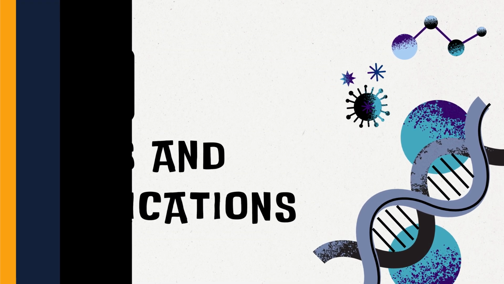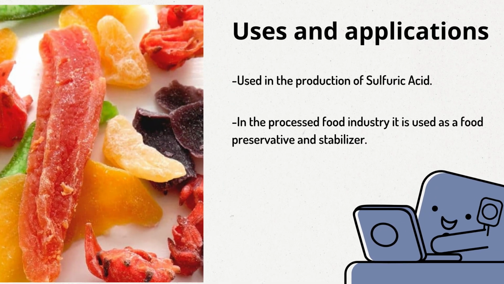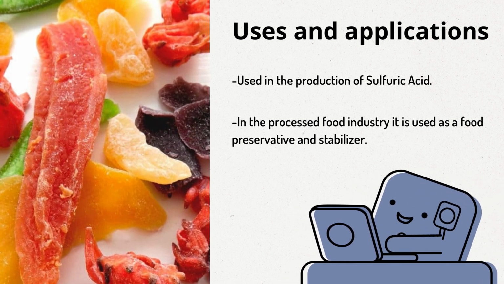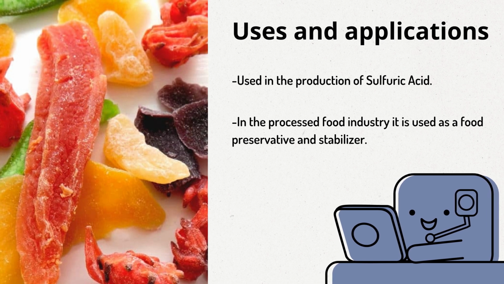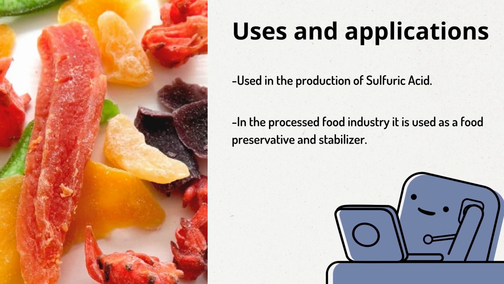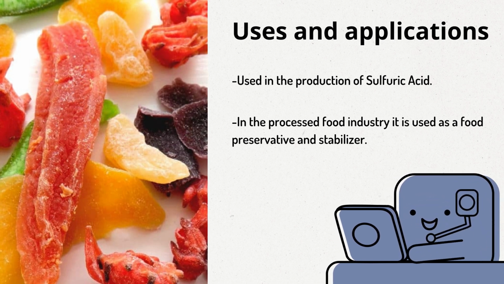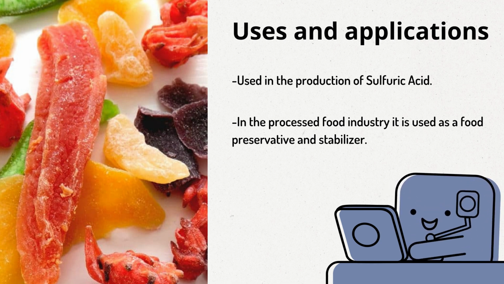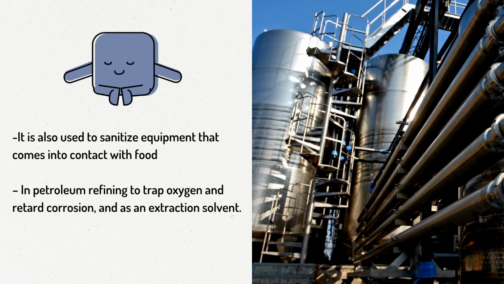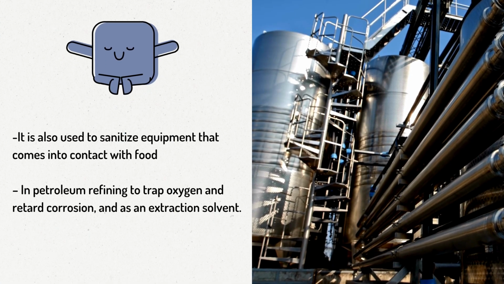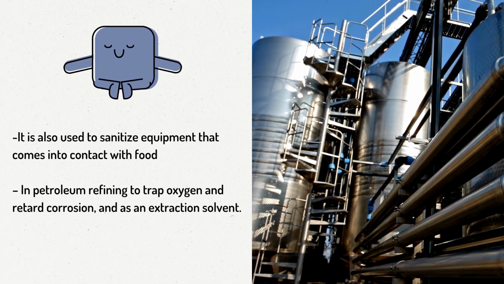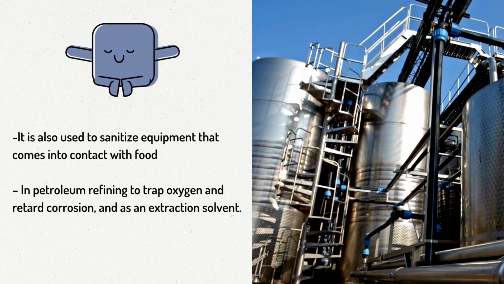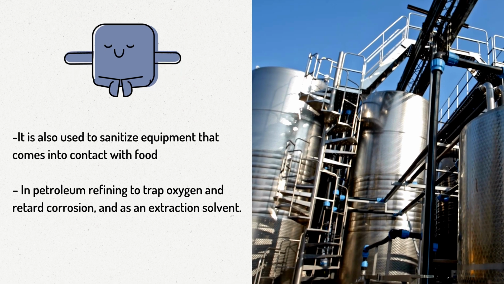Uses and applications. One of the most important applications of sulfur dioxide is in the production of sulfuric acid. In the processed food industry, it is used as a food preservative and a stabilizer, as a moisture control agent, and as a flavor and texture modifier of certain edible products. It is also used to sanitize equipment that comes into contact with food, such as fermentation equipment in breweries and wineries, food containers, etc.